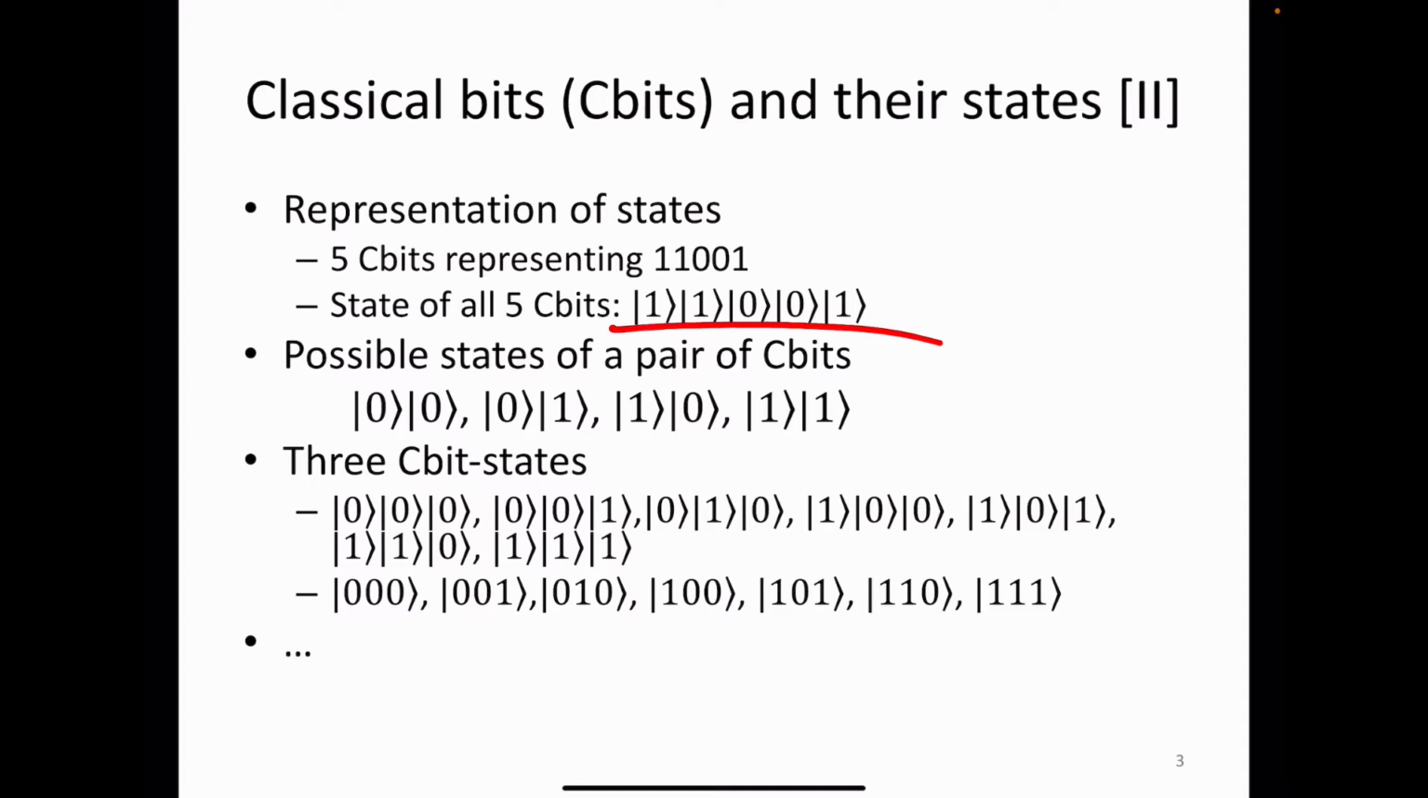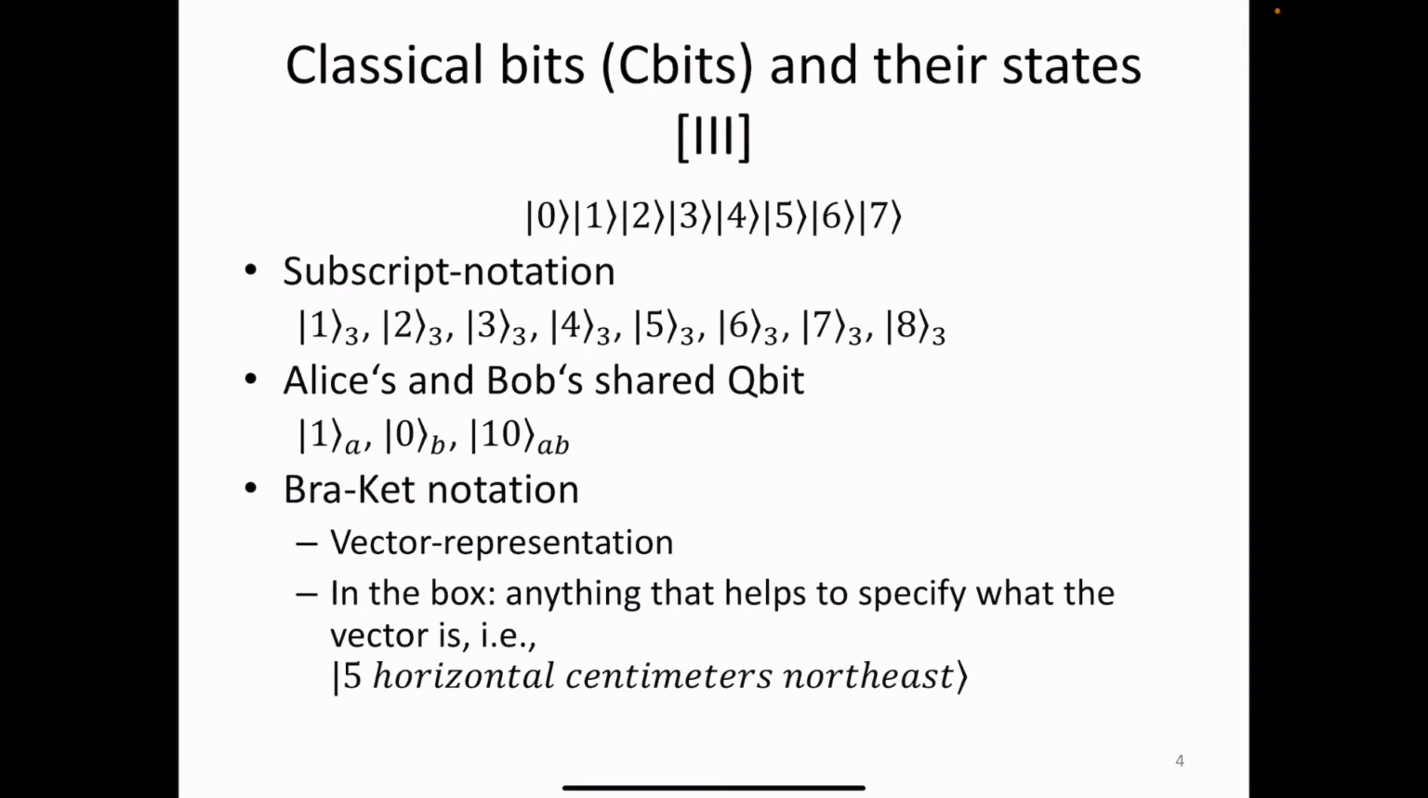Now 3 C-bit states. This is just a generalization, and it generalizes to n C-bit states, which can be written as before, but it becomes cumbersome to give each single bit a bracket. So very often we just refer to it like this, or make it even simpler and use the subscript notation as we see here: 1, 2, 3, 4, 5, 6, 7, 8. Here we're talking about the possible 3-bit states, and since we're talking about 3 bits, we can denote that with a subscript, which makes it easier to write down.